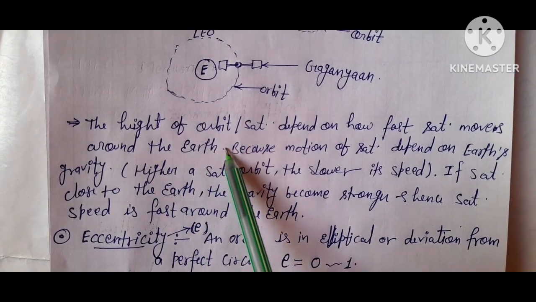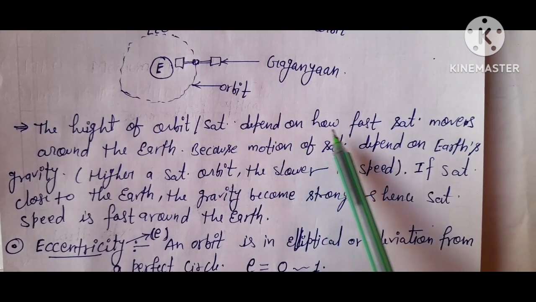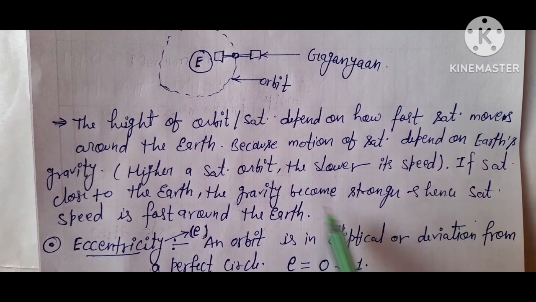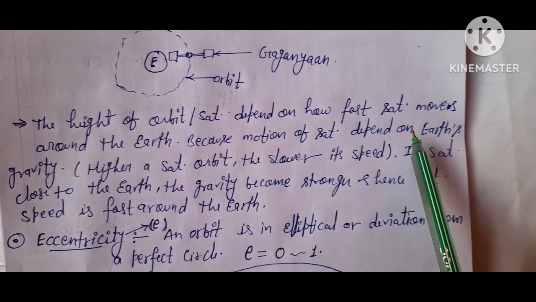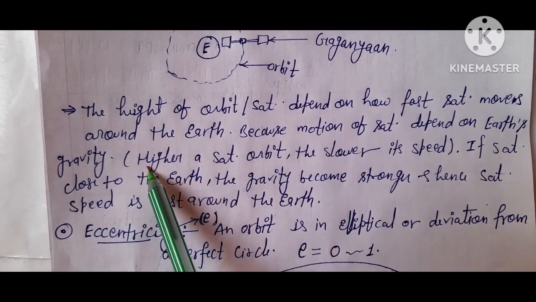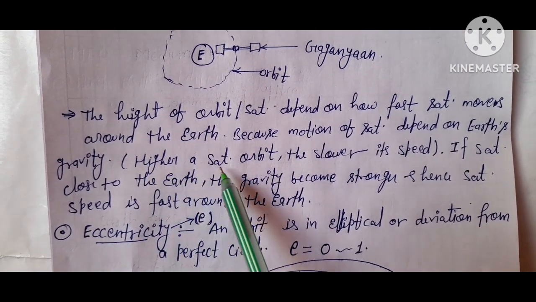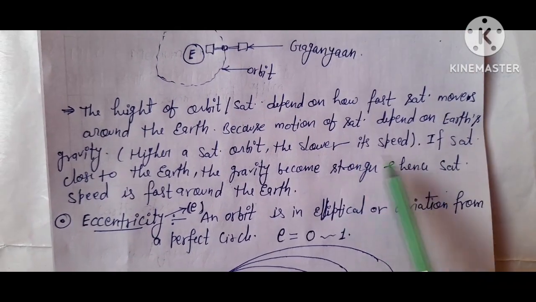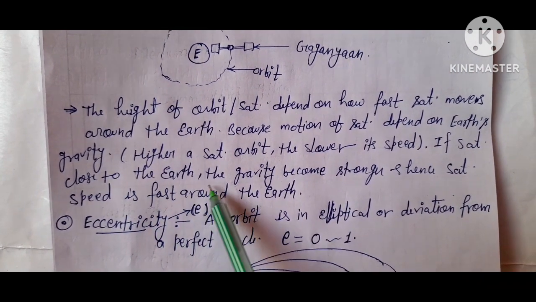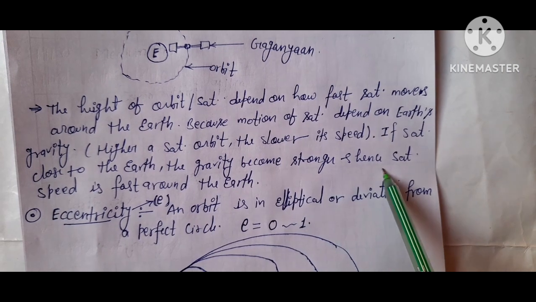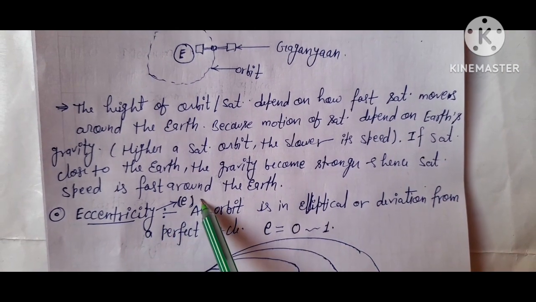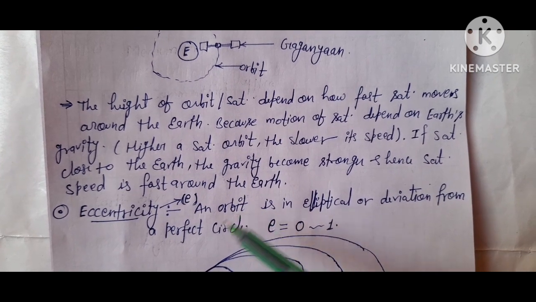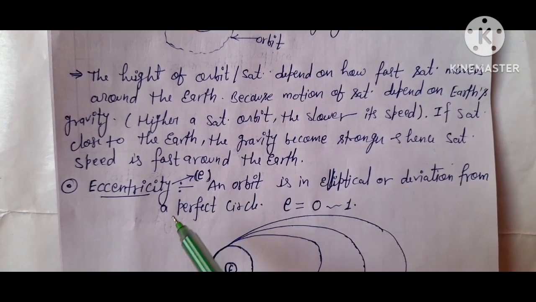Friends, the height of the orbit of a satellite depends on how fast the satellite moves around the Earth, because the motion of satellites depends on Earth's gravity. If the satellite orbit is higher, its speed is slower. If the satellite is closer to the Earth, the gravity becomes stronger, and hence the satellite's speed is very fast. Very near the Earth, very fast speed.